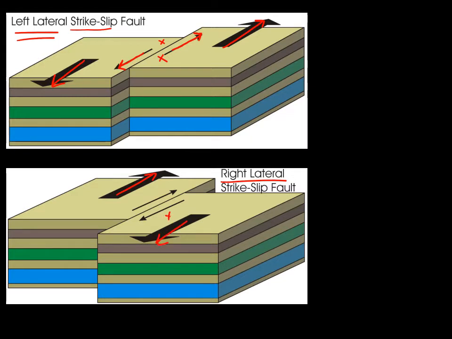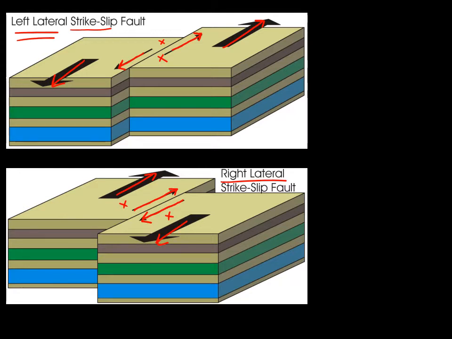If I were to stand here and watch the other piece of crust, it's moving to my right. Or if I stand on this side and watch the other one, it's moving again to my right. In both cases, the other side is moving, relatively speaking, to your right. That's what left lateral and right lateral mean.